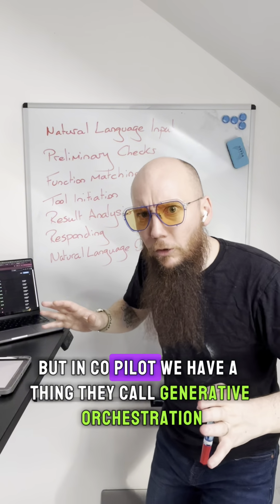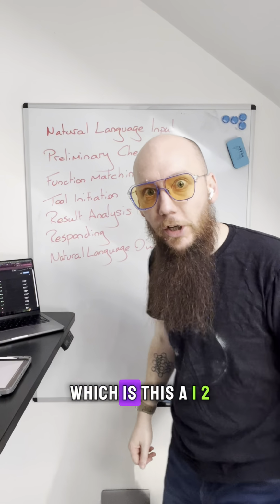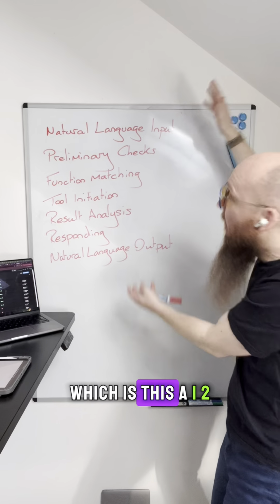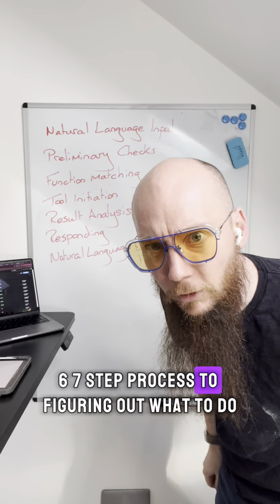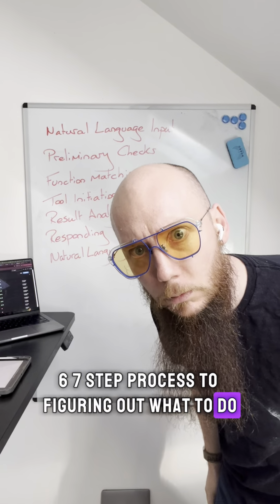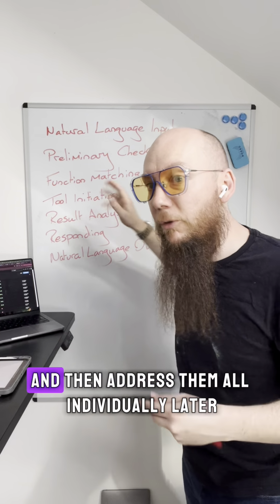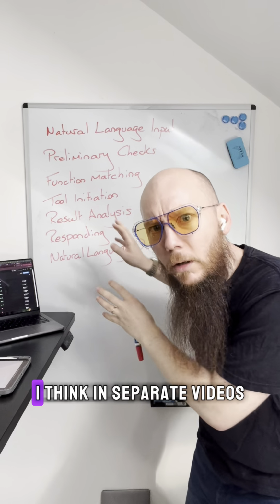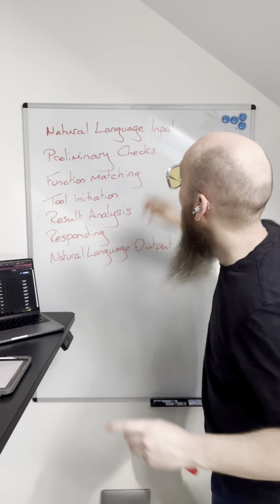But in Copilot, we have a thing they call generative orchestration, which is this 1, 2, 3, 4, 5, 6, 7-step process to figuring out what to do. We're going to try and keep this under 3 minutes. So we're going to rattle through these steps and then address them all individually later, I think, in separate videos. But in a nutshell, what happens?